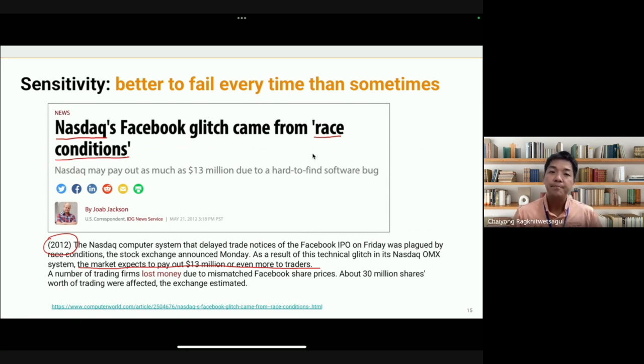So in this story, Nasdaq might need to pay about $13 million to compensate the traders for this problem. This problem shows that for software that has sensitivity issues, where it fails sometimes and doesn't fail other times, it is difficult to test. I'm pretty sure that Nasdaq had already tested the software, but the amount of requests created in this specific event might have been more than what they tested or expected. That created this problem.